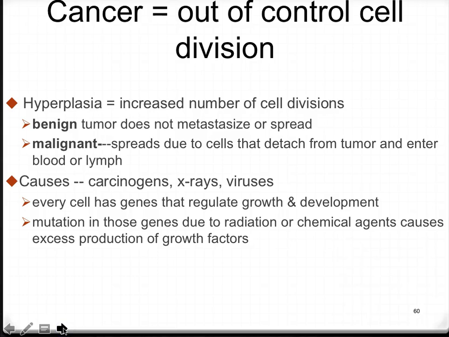So again, cells are going to regulate their division. So what ends up happening is, whether it's radiation or virus or whatever, it is going to cause a mutation in those genes that are regulating how fast and how much they divide. Okay.